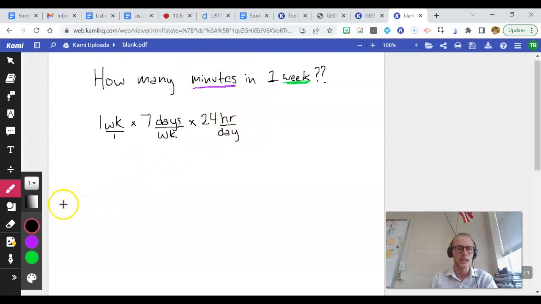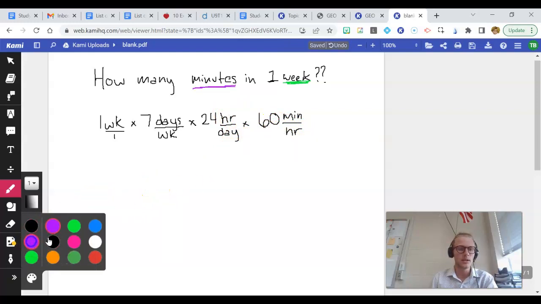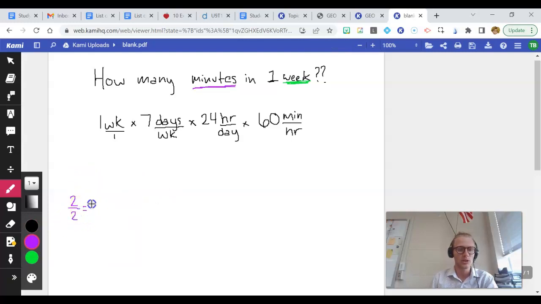How many minutes are in an hour? There are 60 minutes in 1 hour. And again, you'll see that hours are across from each other. Here's why I did that. Let's think about this. What's 2 divided by 2? 2 divided by 2 is 1. They divide to 1, or they cancel out, as you may have heard it called.